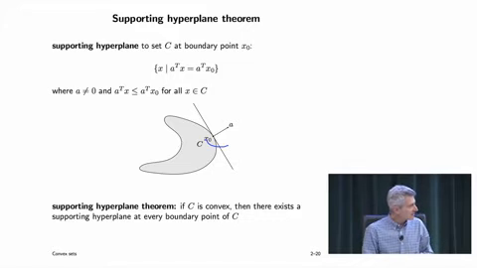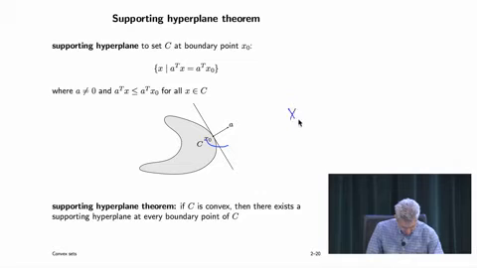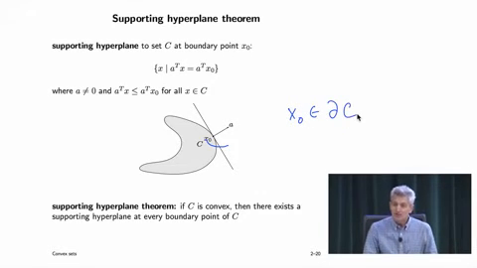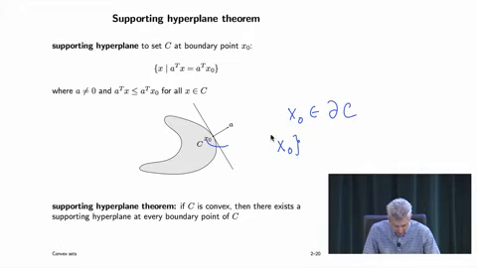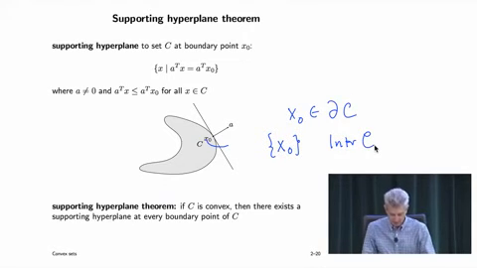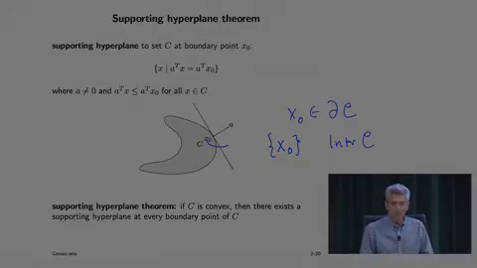You go back to the separating hyperplane theorem and apply it to two things. If you have a point x0 in the boundary of the set C, and C is convex, you apply the separating hyperplane theorem to the following two sets: x0 and the interior of C. These are both convex sets, and they are disjoint. X0 is not in the interior because it's in the boundary. Then you apply the separating hyperplane theorem.